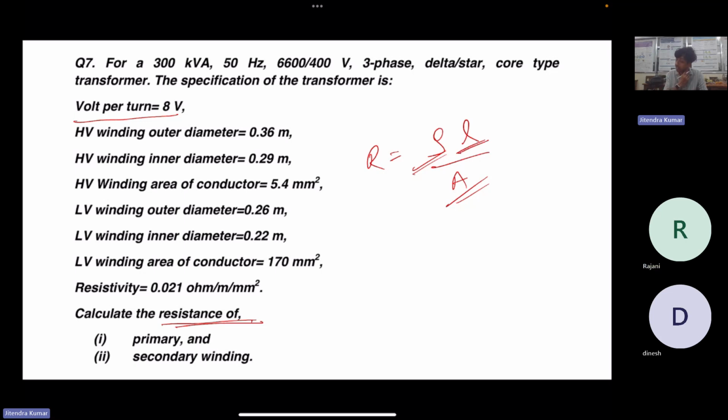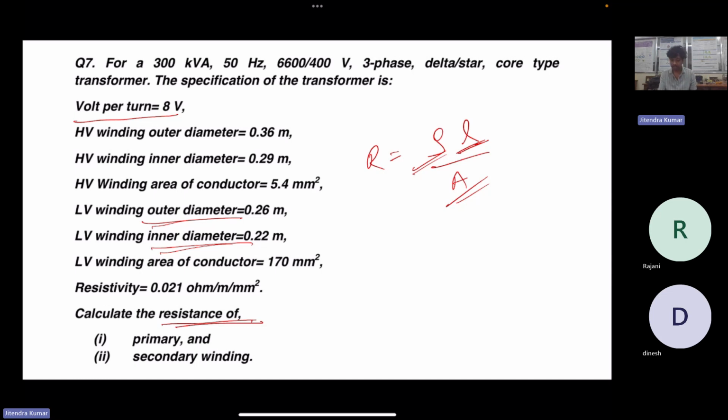Since this is asked regarding the length or resistance of the wire, and the winding is circular, the length will be nothing but the circumference. Circumference is 2 pi r. On the other hand, diameters are given, so pi d. Now the thing is, which diameter will you have to consider? Outer diameter, inner diameter, or the average of them?